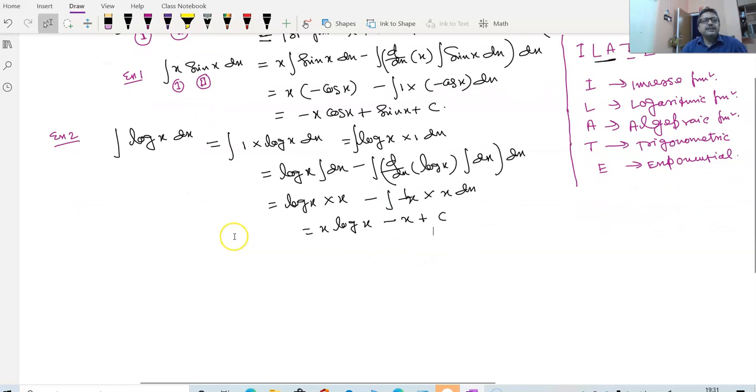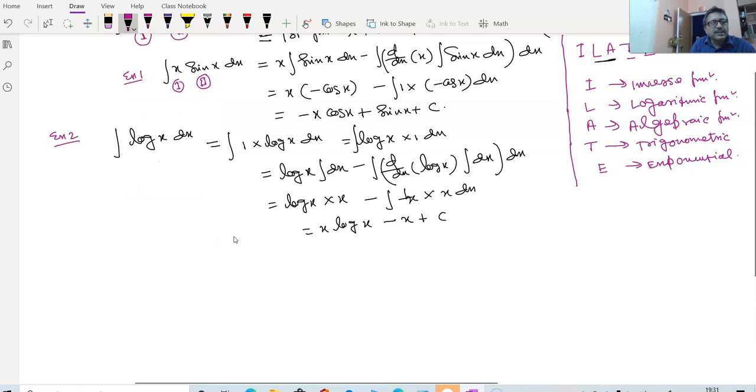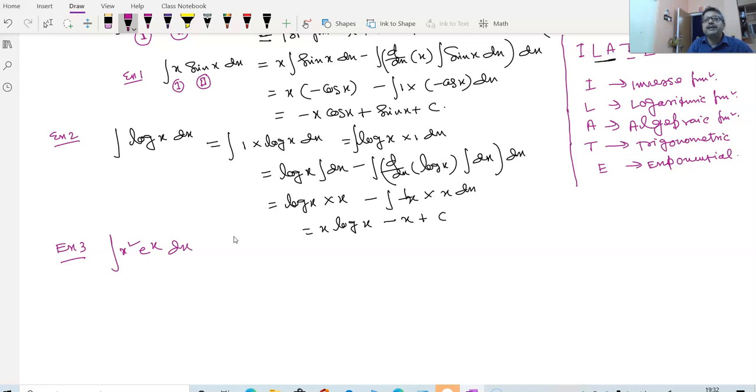Now suppose there is a product of functions in such a manner that after integration once it does not terminate. What will you do in that case? Example 3. Suppose you have a function like x square into e to the power x. Here obviously your suggestion will be that x square is algebraic and e to the power x is exponential. So you take the algebraic one as the first.